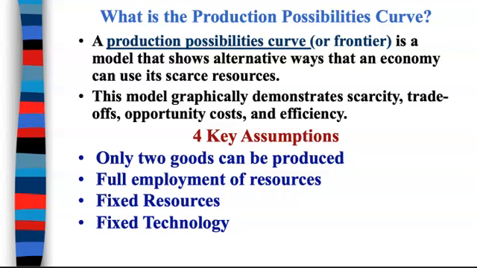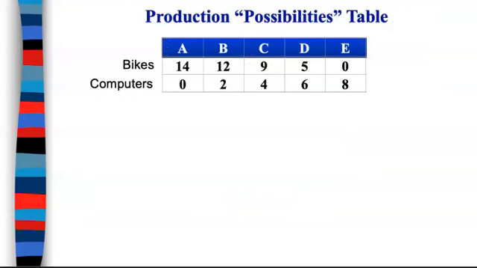So let's walk through an example to show you what this would all be. So we're going to look at the following production possibilities table.